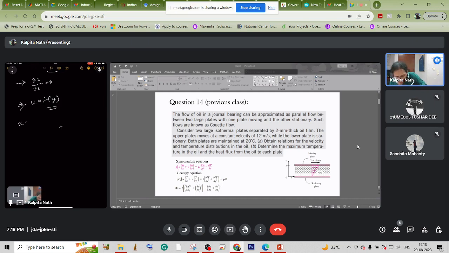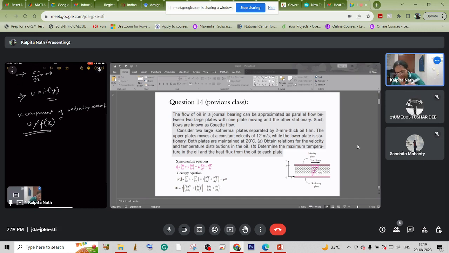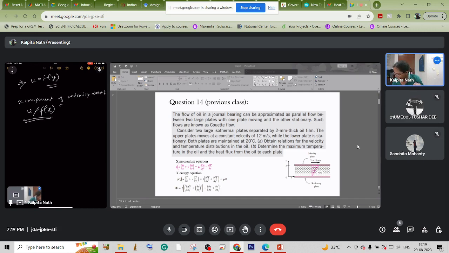Now, the x component of velocity doesn't change in the flow direction. That means u is not a function of x, as we can observe from here.